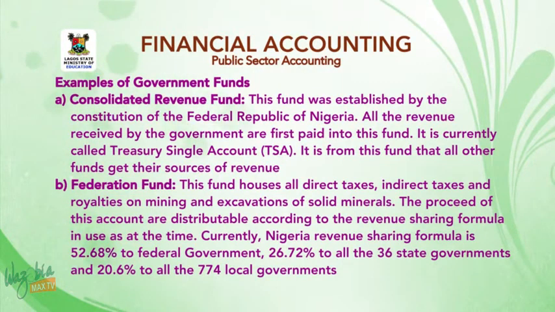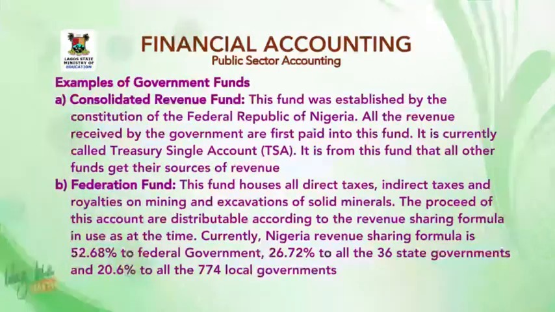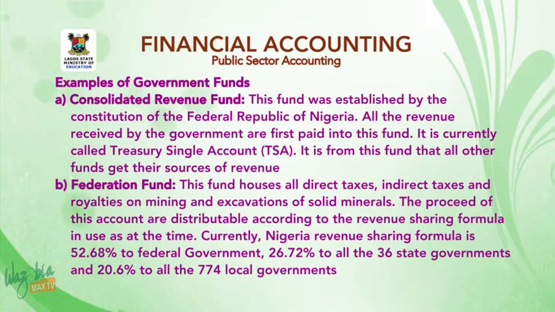2. Federation Fund. This fund houses all direct taxes, indirect taxes, and royalties on mining and excavations of solid minerals. The proceeds of this account are distributable according to the revenue sharing formula in use at the time. Currently, Nigeria's revenue sharing formula is 52.68% to federal government, 26.72% to all the 36 state governments, and 20.6% to all the 774 local governments.